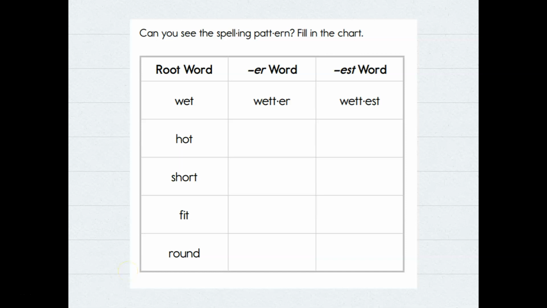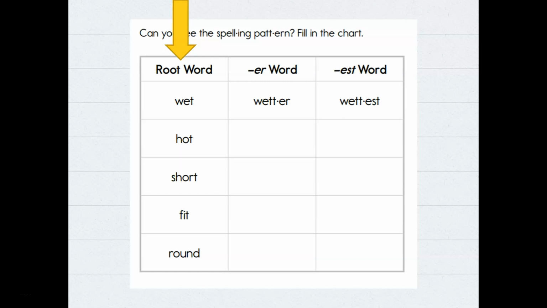Now let's look at the back of our activity page. This chart lists words with common spelling patterns for the t sound. The words in the first column are called root words. These are words to which endings can be added. We encountered the suffixes ER and EST when we read the Green Fern Zoo. The ending ER shows more of something and the ending EST shows most.